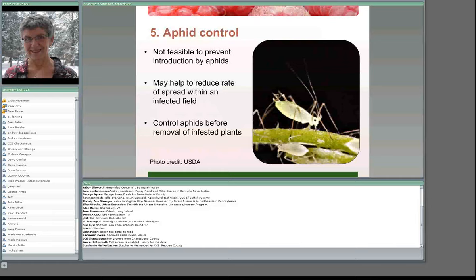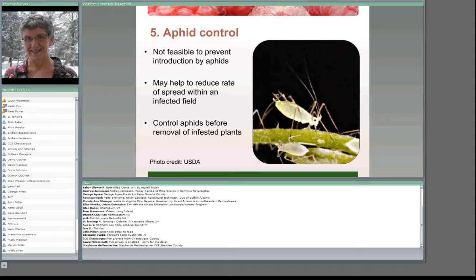And finally, I promised to talk a tiny bit about aphid control. I mentioned it's not feasible to prevent virus infection into new fields generally by controlling aphids. You would have to spray far too frequently, and aphids can quickly transmit the disease to a raspberry plant. So spraying routinely for aphids is something a plant propagator does, but it's not really practical on a field scale. However, there are a couple of times when controlling aphids might be useful: if you have an infested planting and you want to reduce the rate of spread within that planting, and the other is when you're removing plants.